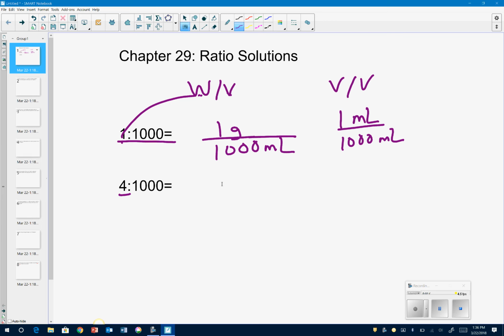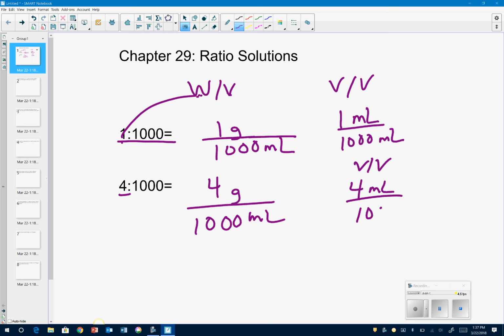So it could be shown as 4 to 1,000. Again, if it was weight to volume, it'd be grams over milliliters. If it was volume to volume, it would be 4 milliliters over 1,000 milliliters.